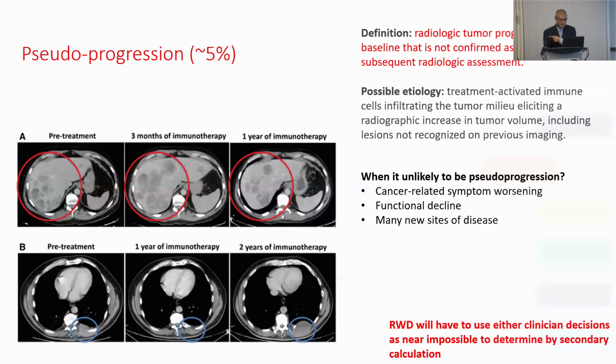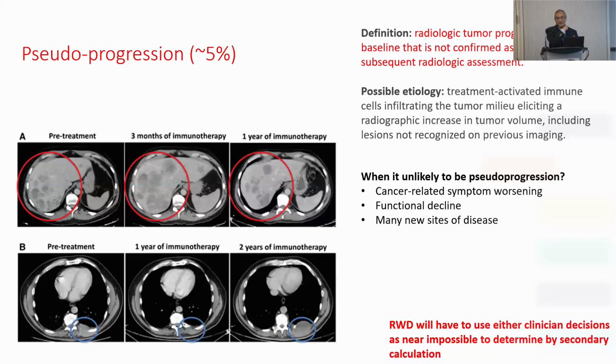This is another one. This is pseudo-progression. It appears that the disease is getting worse after you start the immune checkpoint inhibitor. And this is not specific to immunotherapy, but it's most commonly seen with immunotherapy. It looks like it's getting worse, but the patient feels fine. And you decide to continue treating them. And 7 months later, a year later, the tumor is actually shrinking.